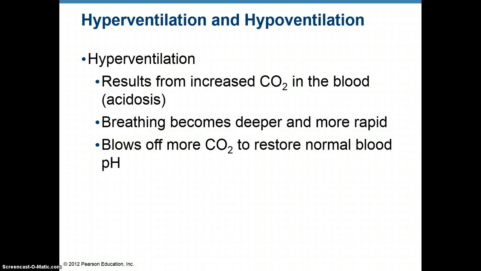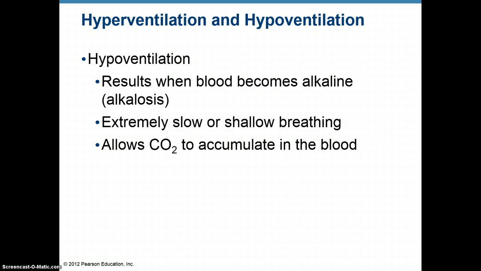If we have hyperventilation, then we have hypoventilation. Hypoventilation results when blood becomes alkaline, or you have alkalosis. So instead of breathing rapidly, you tend to breathe slowly. You take more shallow breaths. The reason for this is that you want more carbon dioxide to be produced in your blood. The more carbon dioxide you have in your blood, the more carbonic acid you have, and it causes your alkaline blood to be normalized by putting in more carbonic acid.